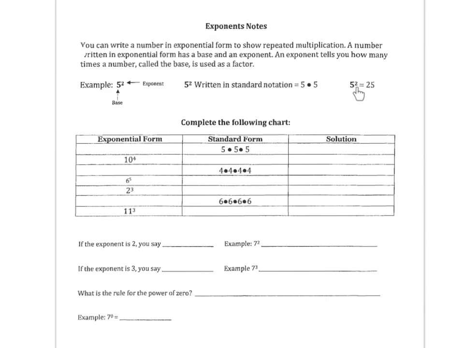Remember, the exponent tells you how many times you're going to multiply the base. Whatever you do, do not multiply the base times the exponent. 5 times 2 is equal to 10, and that does not give you the same answer as 5 times 5, which equals 25. So at this time, I would like for you to complete the following chart.